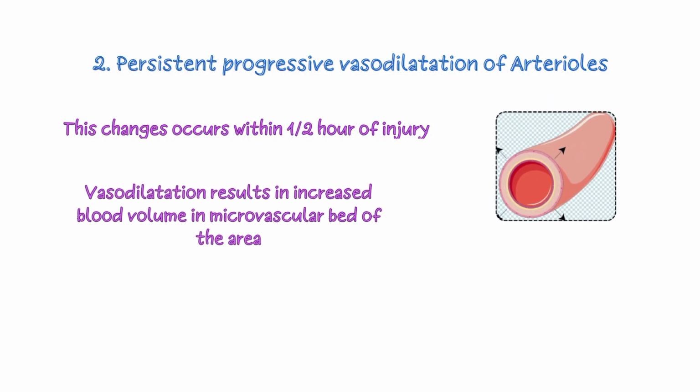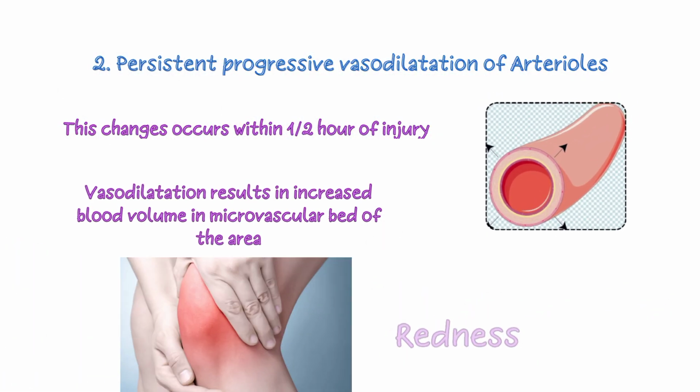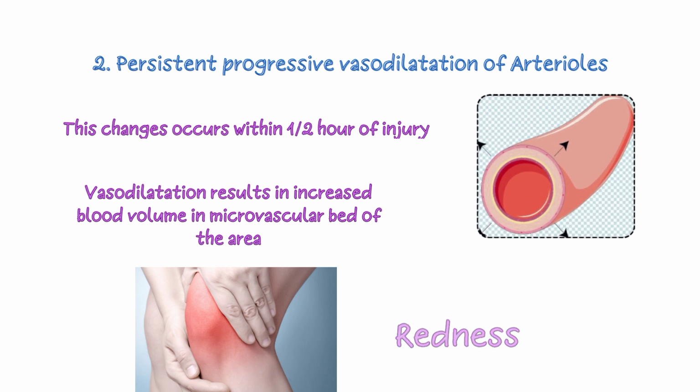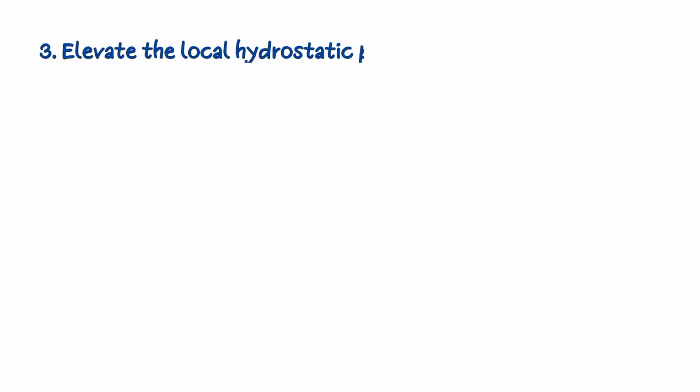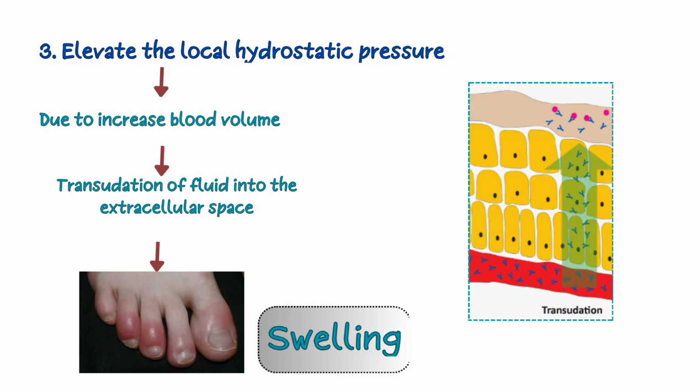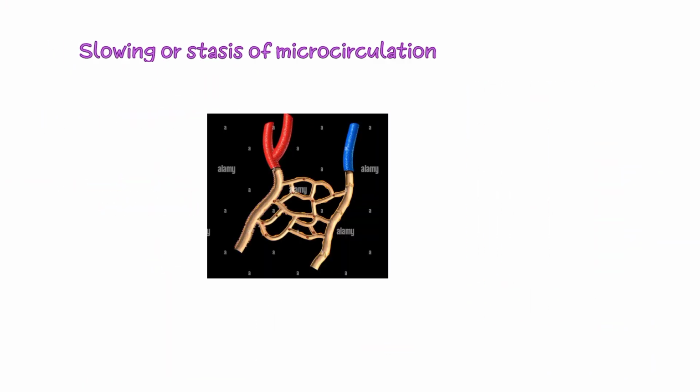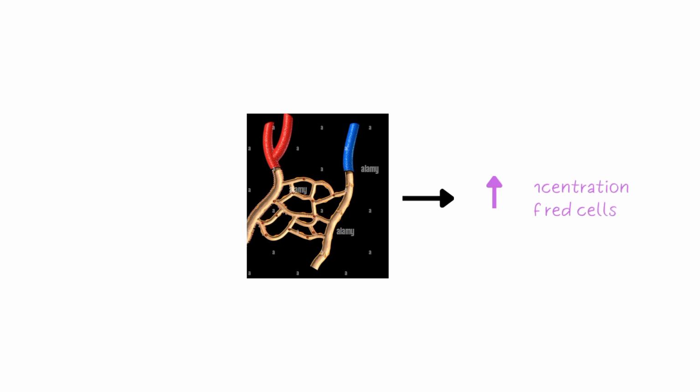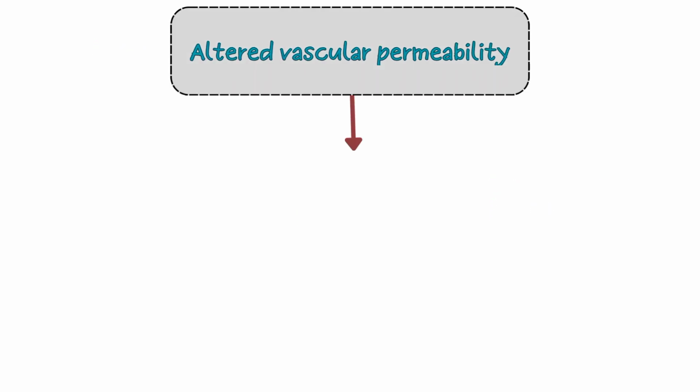It results in increased blood volume in the injured area, which is responsible for redness, one of the signs of inflammation. After that, elevation of local hydrostatic pressure occurs due to increased blood volume. This results in transudation of fluid into the extracellular space. This is responsible for swelling, and after that there is slowing or stasis of microcirculation, which causes increased concentration of red cells. Now, we move on to altered vascular permeability.